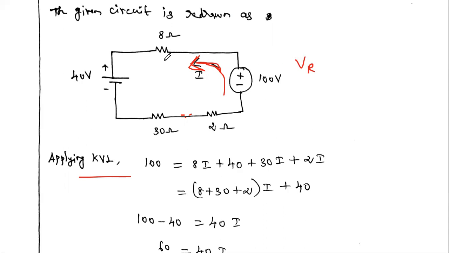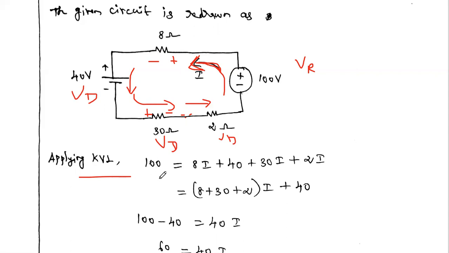Then if we come here across the 8 ohm resistor, the current will flow, so it is said to be a voltage drop, plus to minus. Similarly, when we come here, plus to minus means it is also a voltage drop. Then when we come here, the voltage is dropped, plus to minus. This is also a voltage drop, and this is also a voltage drop across this 2 ohm resistor. In a resistor, when current flows, some voltage is dropped across the resistor. So only this 100 volt is a voltage rise; the remaining are all voltage drops.